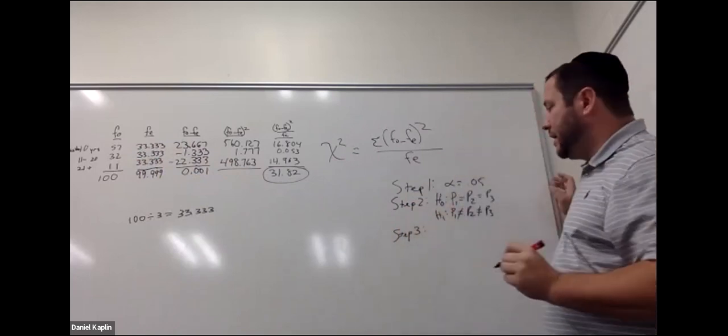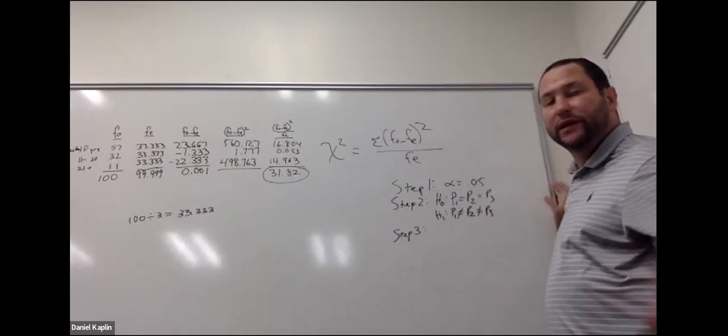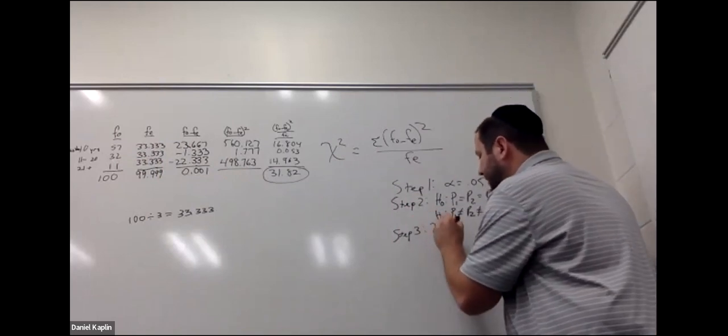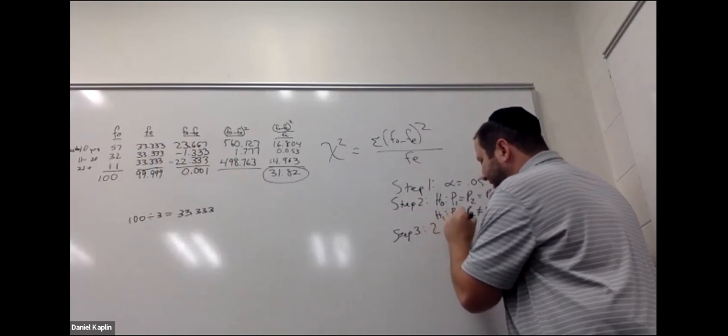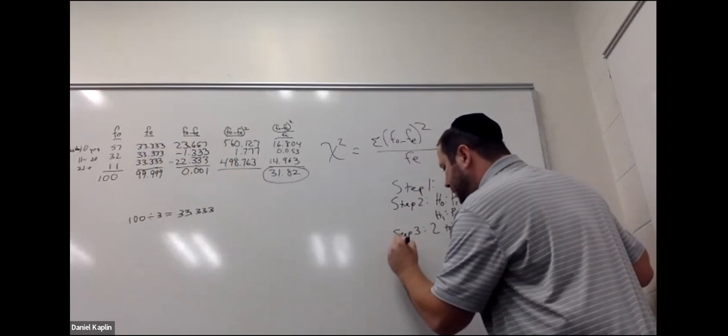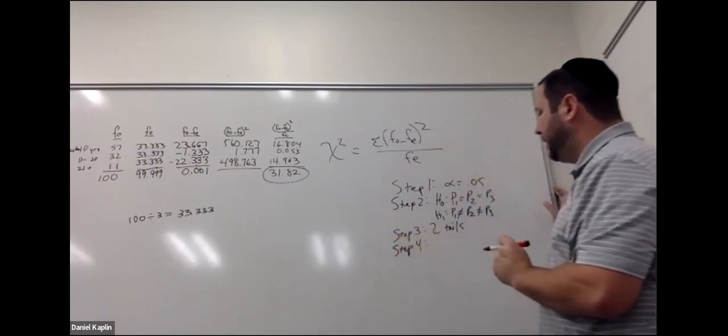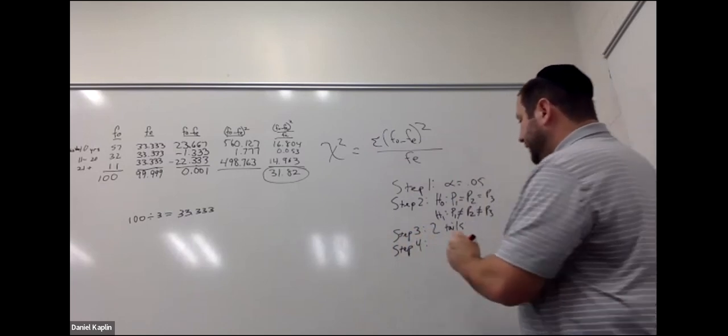Step 3 would be the number of tails. Again, this one doesn't have a distinction between one tail, two tail. So we're going to say two tail, which is the assumption in all of our tests. And step 4 would be our degrees of freedom.